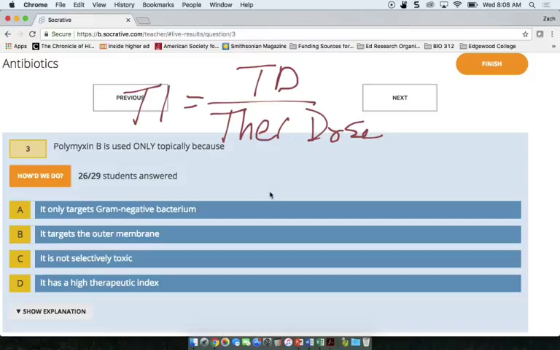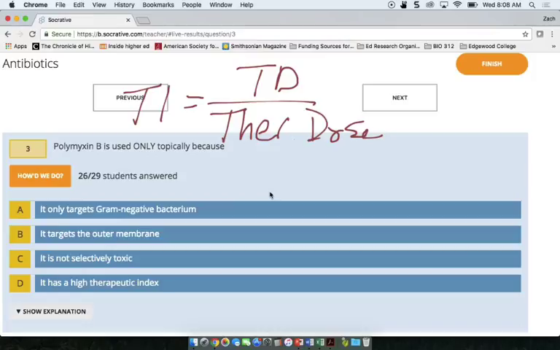I apologize. I always screw this up. We want the toxicity of the drug to be very low, therefore the toxic dose to be high. Somebody has to take a lot of it to get ill. We also want the therapeutic dose to be really low. We want it to be effective in killing the microorganism. And so the larger these therapeutic indices are, the better.